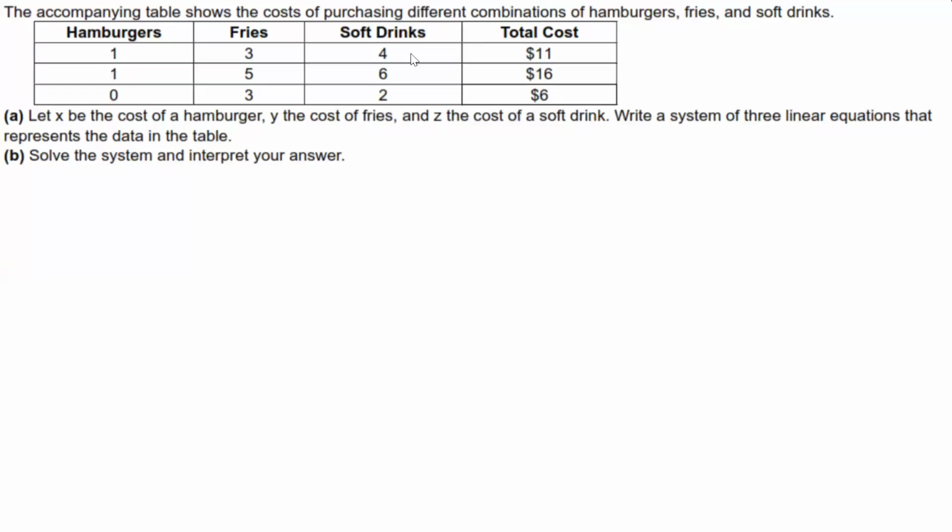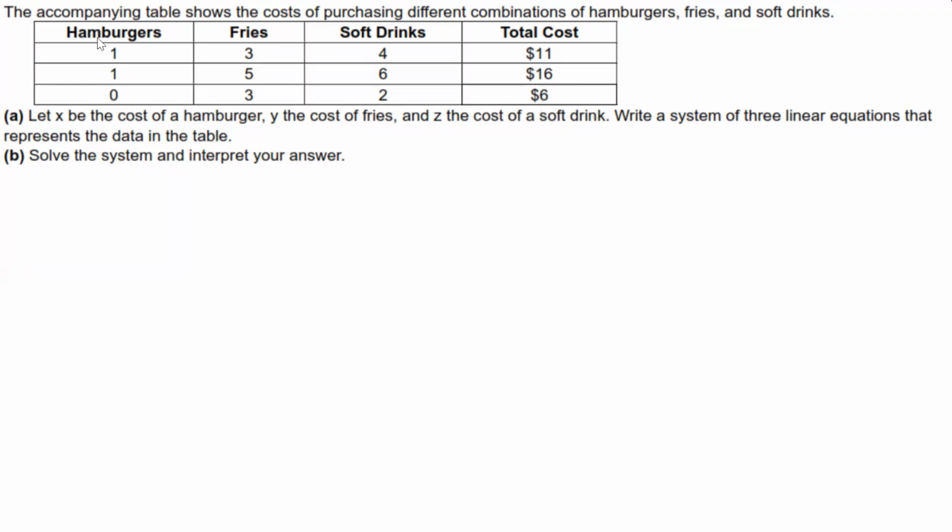All right, so the table here shows the cost of purchasing different combinations of hamburgers, fries, and soft drinks. They purchased one hamburger, three fries, four soft drinks, and it was $11. One hamburger, five fries, six soft drinks was 16. No hamburgers, three fries, two soft drinks, and that was six.